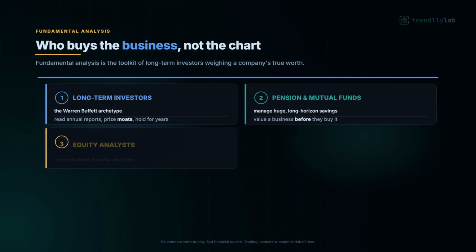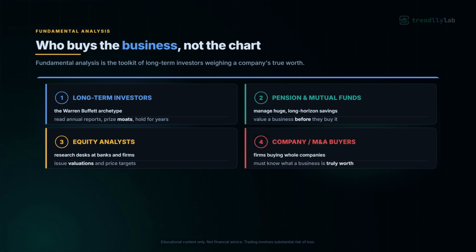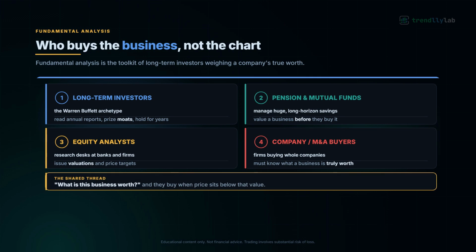3. Equity analysts. The research desks at banks and firms, issuing valuations and price targets. 4. Company and acquisition buyers. Firms buying whole companies, who must know what a business is truly worth. And there is a shared thread running through all four. They all ask what this business is worth, and they act when price sits below that value.